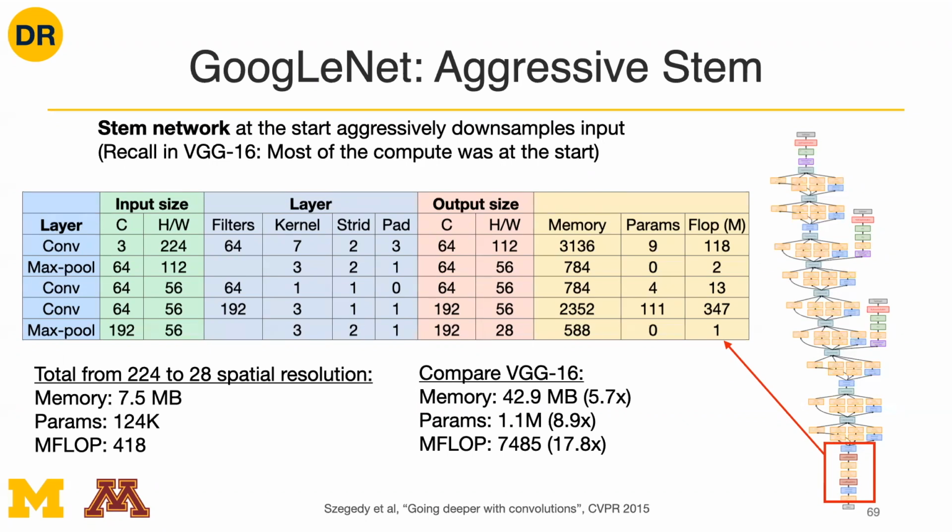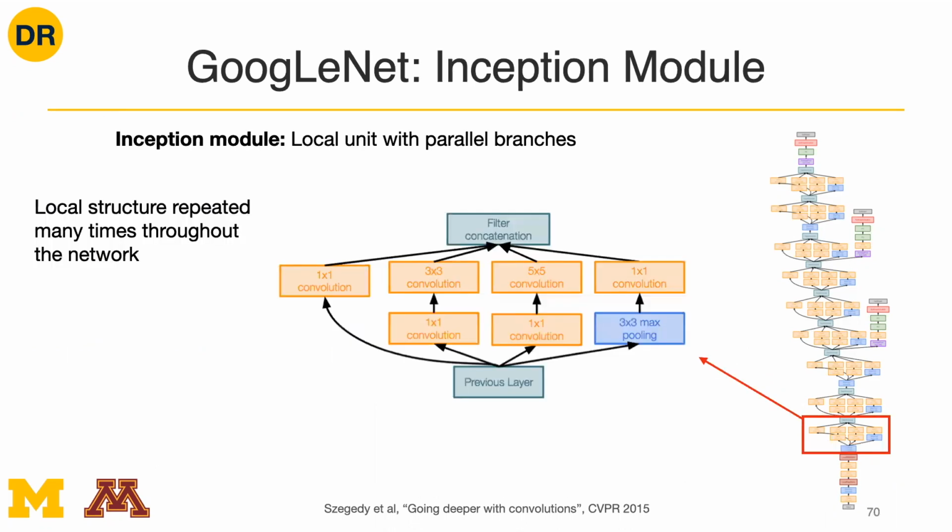Yeah, we are exactly comparing with what VGG was going to reduce from 224 to 28 in this case. The other cool thing that they introduced was the inception module. So you can see this is a different architecture, right? We are having parallel branches.